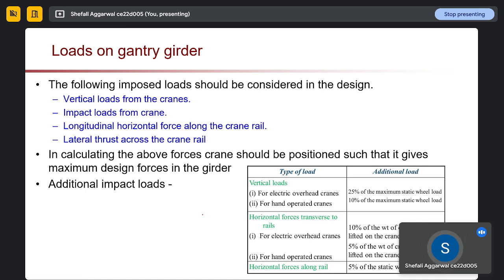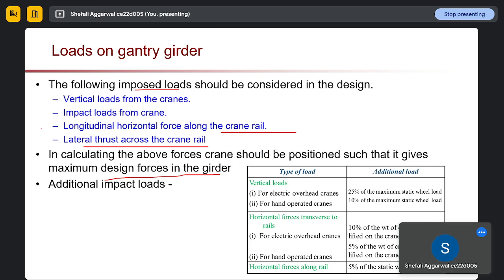So what are the different types of loads which are acting on our gantry girder system? So first thing is imposed load. So we have some vertical loads from the crane, then we have some impact load from the crane. Next is the longitudinal horizontal force acting along the crane, and last is the lateral thrust across the rail. So in calculating the above forces, the crane should be positioned such that it gives the maximum design forces in the girders. So how we are keeping our crane, or our trolley, we will design accordingly, in such a way that we design it for the maximum forces in the girder.